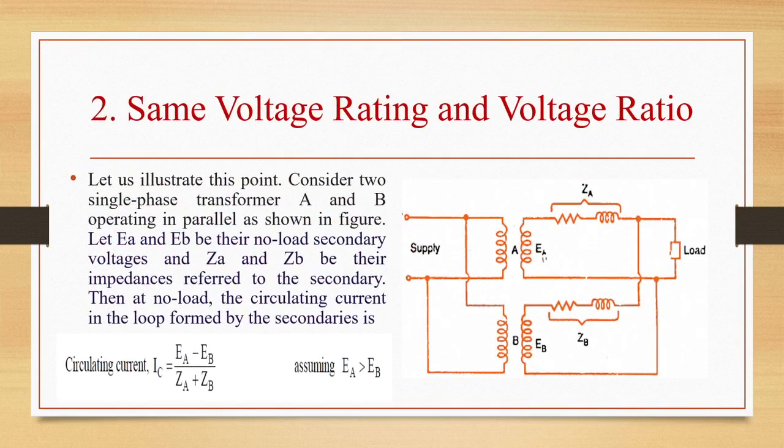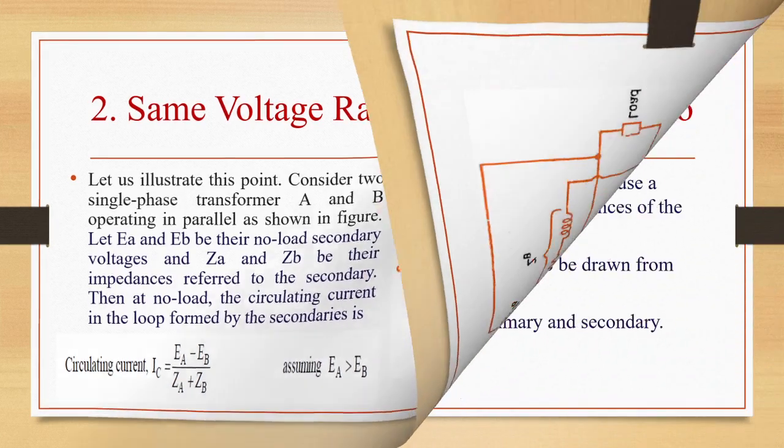We will see here in the diagram, let us consider single phase transformers A and B operating in parallel. Let EA and EB be their no load secondary voltages and ZA and ZB be their impedances referred to secondary. At no load, circulating current in the loop formed by the secondaries is IC equal to EA minus EB by ZA plus ZB. We are assuming here that EA is greater than EB.